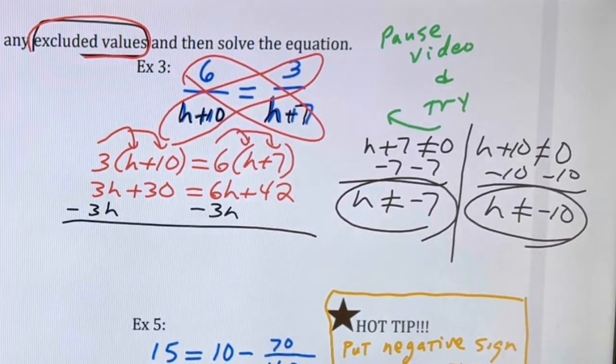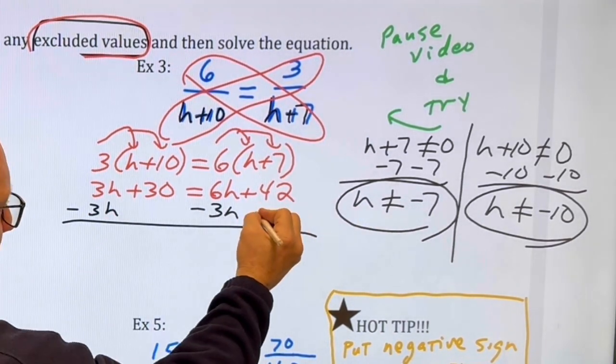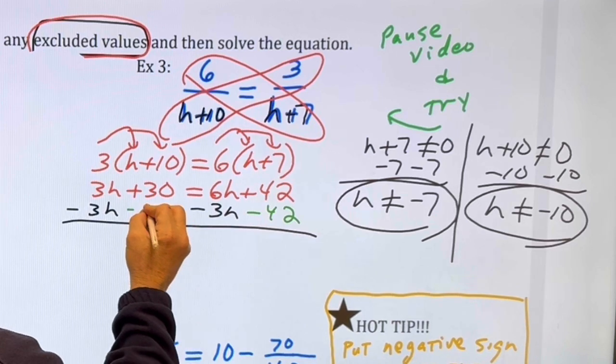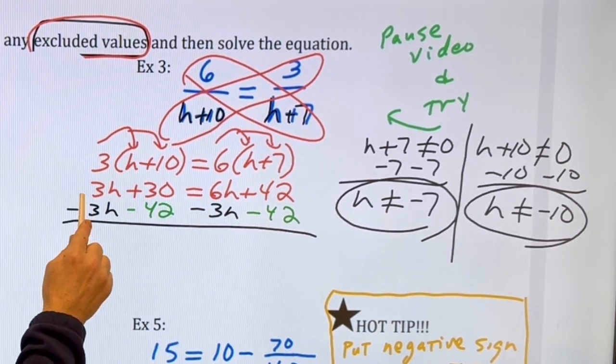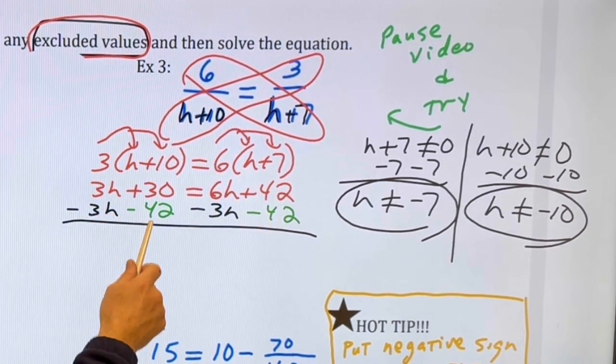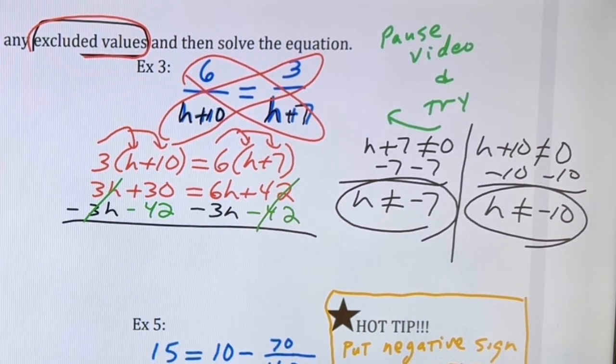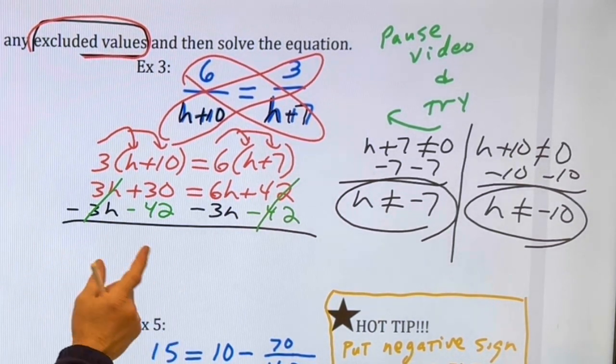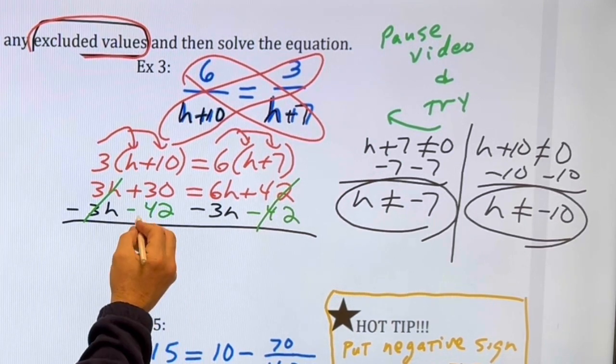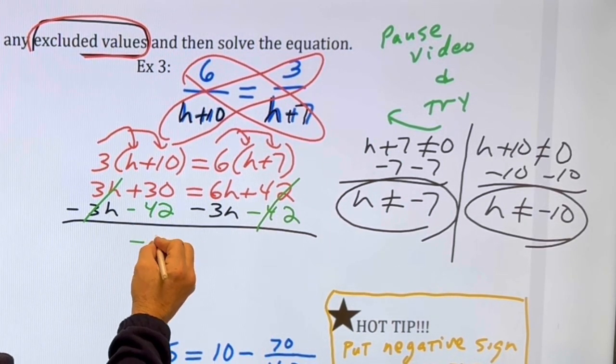Now for time purposes, I'm going to show you what you can also do to save some space. So I'm moving the h's over and the 42 over here, and that reduces to 0. That reduces to 0. Hopefully you see that. Pause it, rewind it, see what I did. Just combine two steps into one because I'm going to run out of room here.